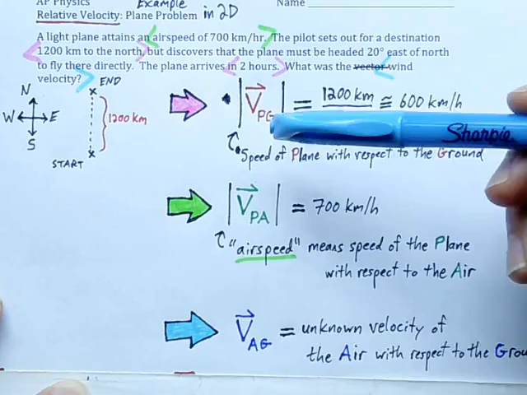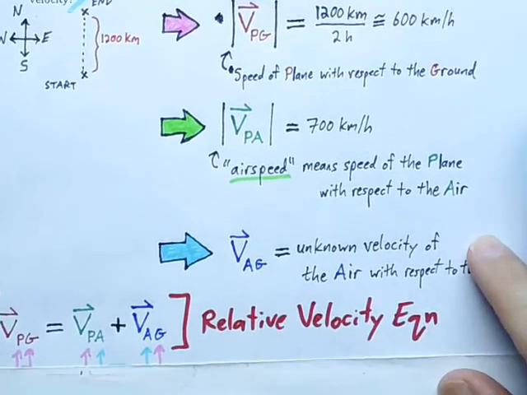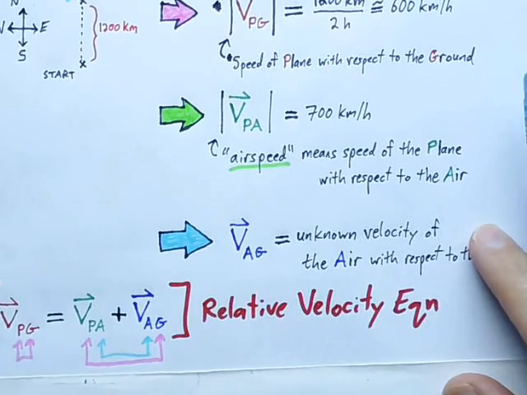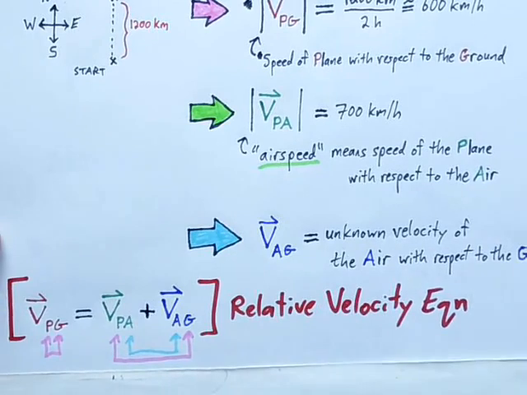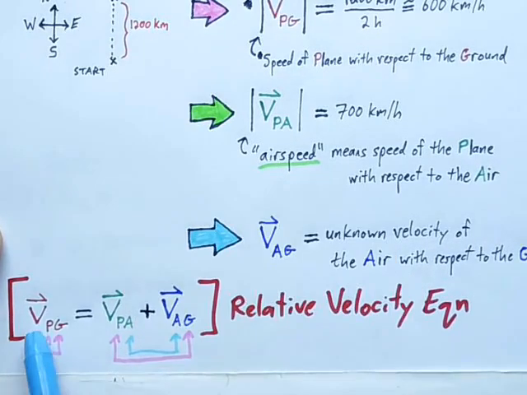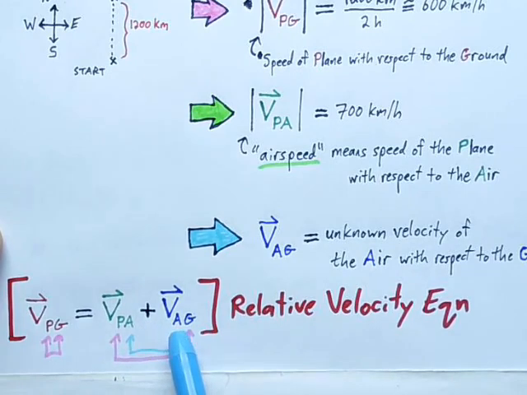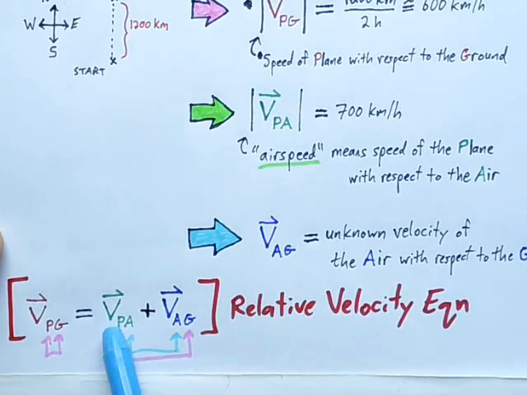Okay, so we've got these three related quantities, and the relative velocity equation tells us how they're connected. So we set up the equation so that our subscripts match up. So the velocity of the plane with respect to the ground is equal to the velocity of the plane with respect to the air plus the velocity of the air with respect to the ground. And we set it up this way so that the A's on the inside subscripts match up. The outside subscripts match up.